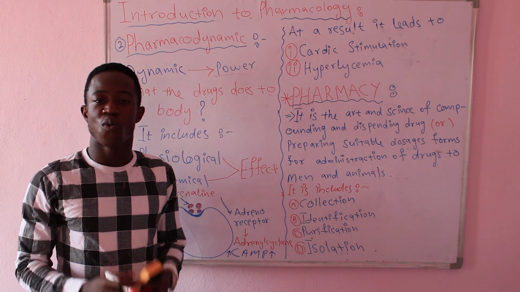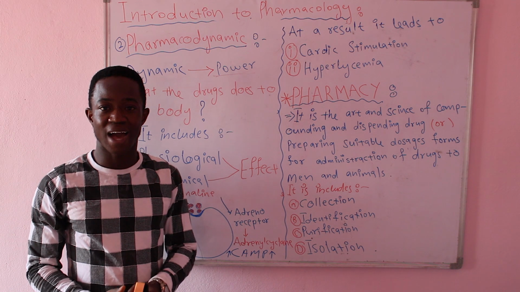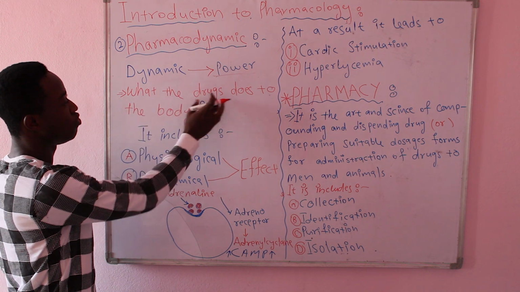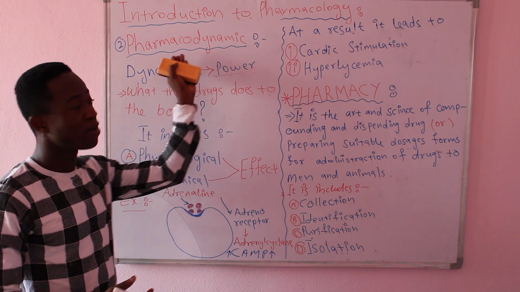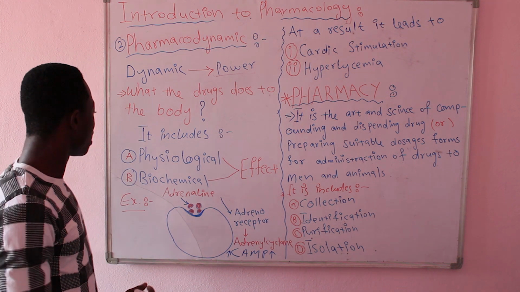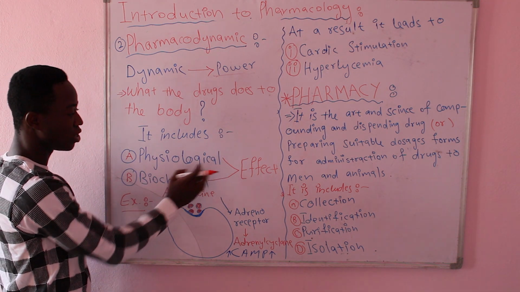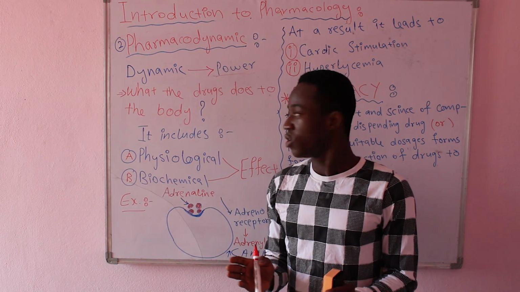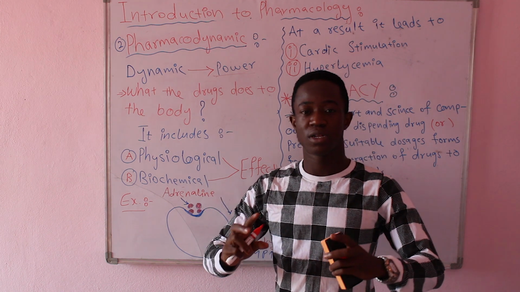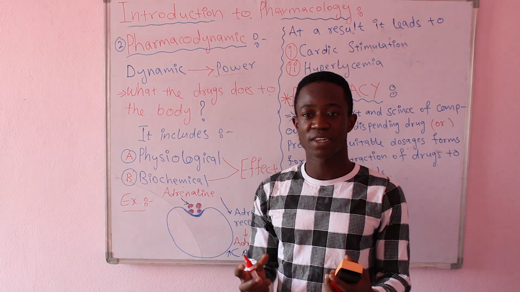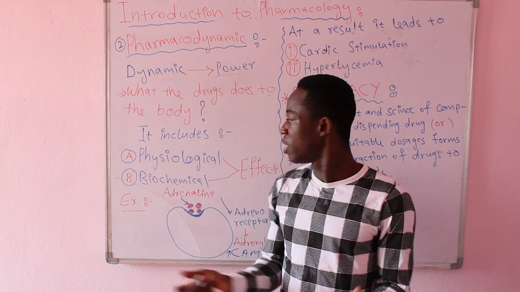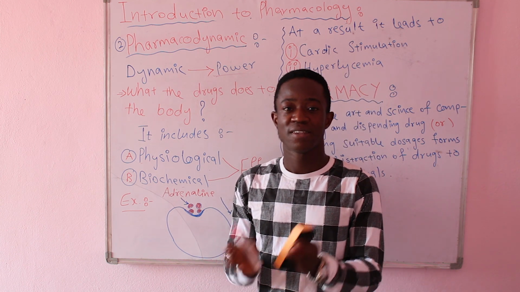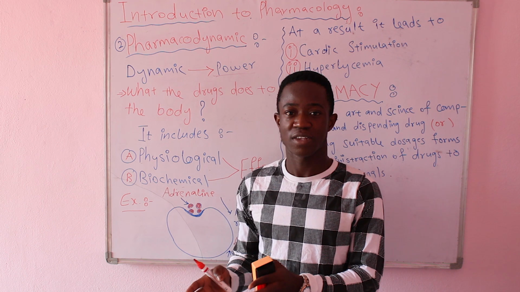So in other words, what power does the drug have on the body? What the drug does to the body is what we call pharmacodynamics. It includes physiological effects or biochemical effects, so there are two effects the drug is going to have on the body: one is the physiological effect and the other is the biochemical effect. In other words, people will say side effect or adverse effect.